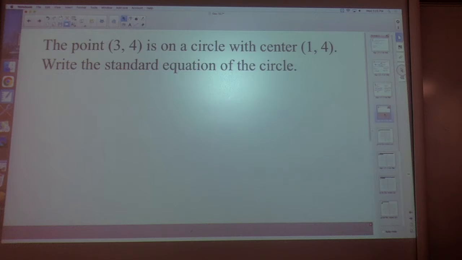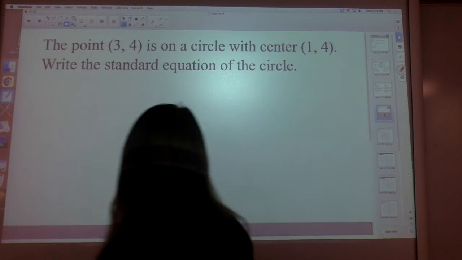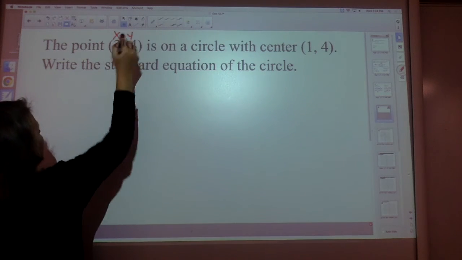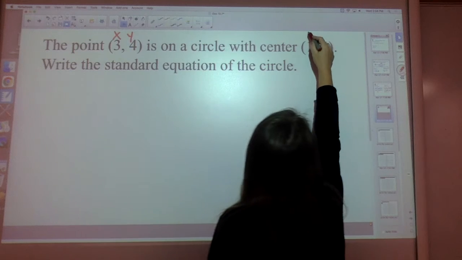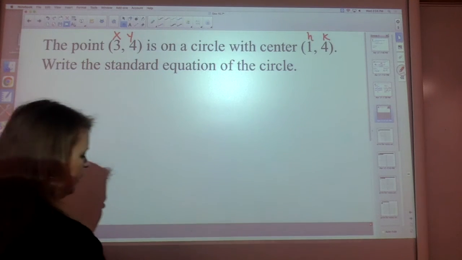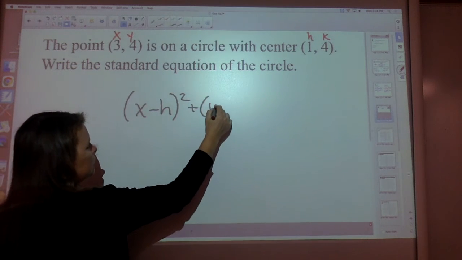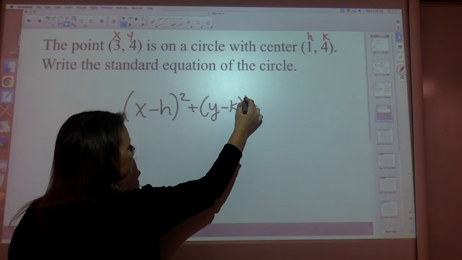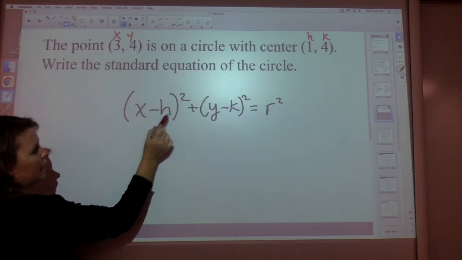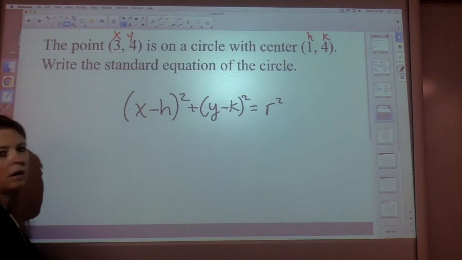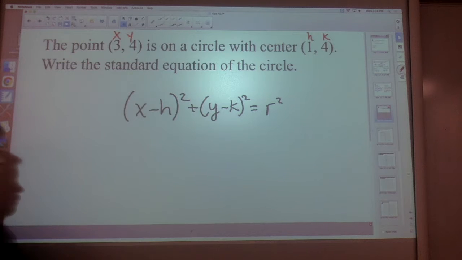And then it gets just a little bit more complicated, but this is the fun part. This is where you get to do some algebra and some calculating. The point (3, 4) is on a circle with a center at (1, 4). Write the standard equation. Wait a second, they didn't give us a radius. But they did give us a point on the graph, which is x and y. They did give us the center, which is h and k. And if we go back to the original formula, standard equation of a circle, (x minus h) squared plus (y minus k) squared equals r squared. If we know what x, h, y, and k are, we can solve for r. We can find the radius. Let's try it.